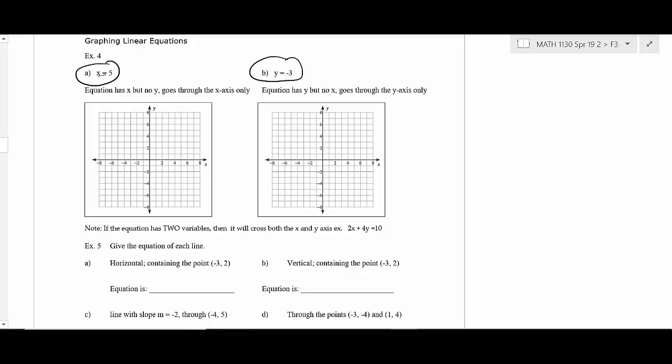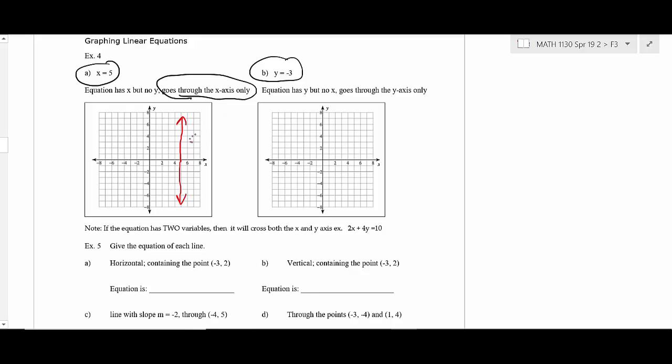What happens on this, x is equal to 5. Anytime you just have x equals a number, it means it's only going to go through the x-axis. So what you would do is you just go to 5, and it's going to be a vertical line that goes like this. Okay?